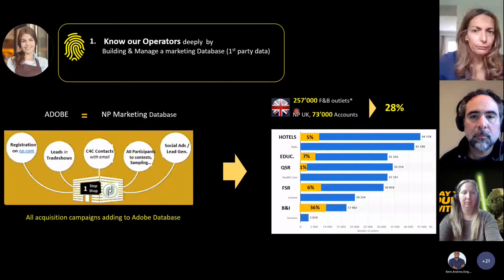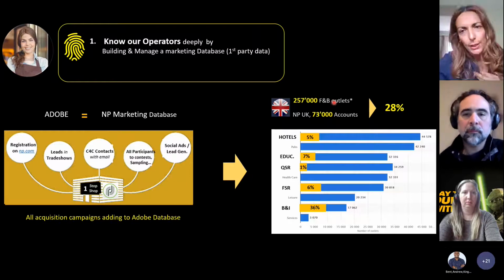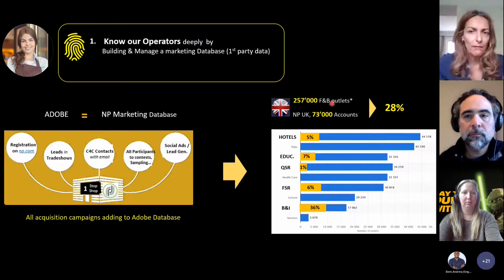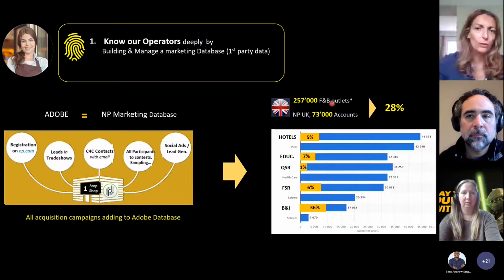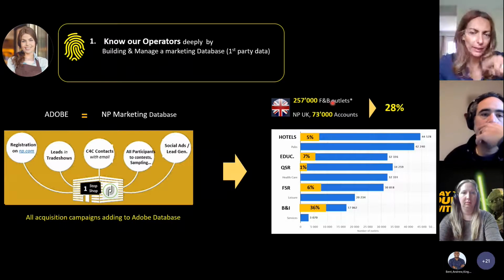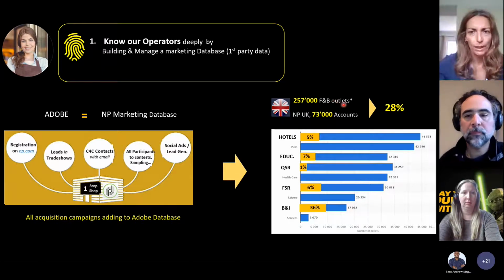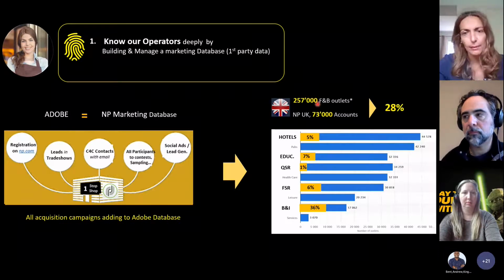Overall, there were 257,000 food and beverage outlets in the UK. So if I was Katya, who's the BO, I would say, oh, I want to have all those outlets in my database because I want to have a conversation with all of them. I want to be able to tell them who NP UK is. I want to be able to invite them to my events, etc. So probably you're thinking the same thing for your markets: how can we have a big portion of all the food and beverage outlets in my local database?